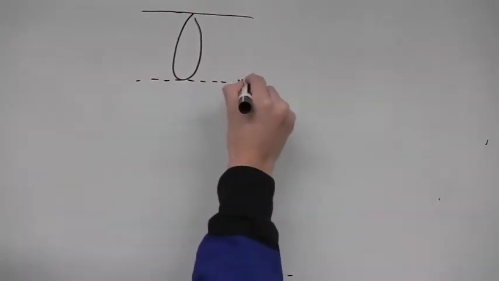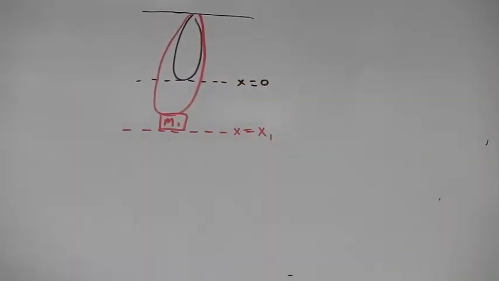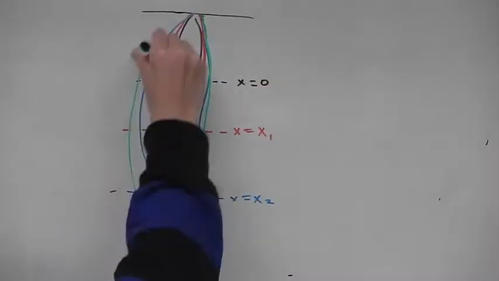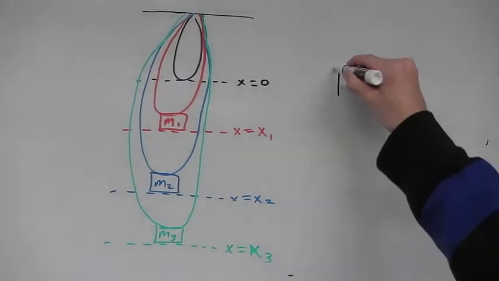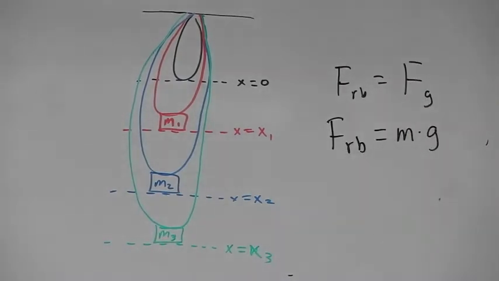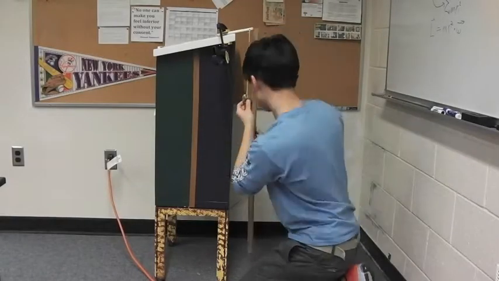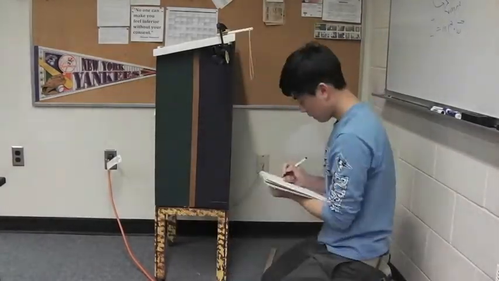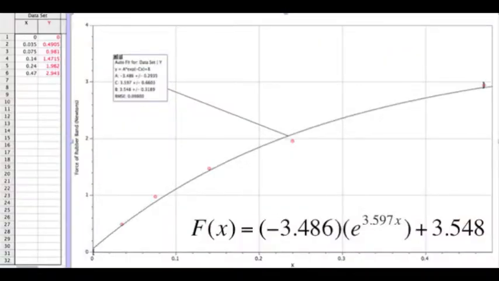To find the function of the rubber band's force, different masses were hung on the rubber band launcher, and the stretch of the rubber band was recorded each time. The force of the rubber band is equal to the force of the gravity, and therefore just the mass times gravity. I got 4 data points, and then I found a function that fits the data nicely.